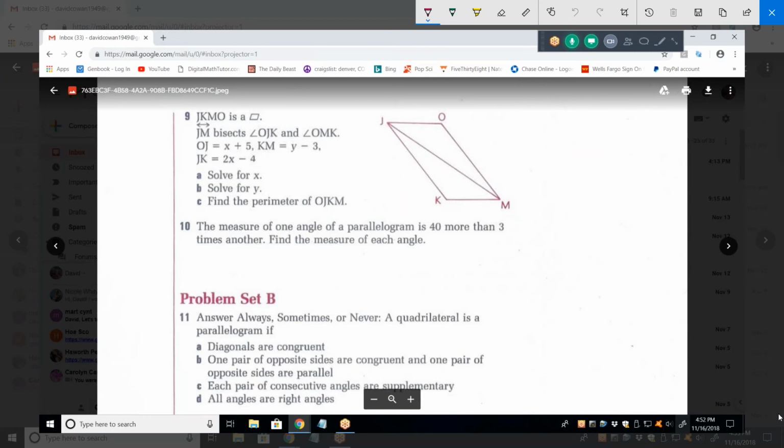Answer always, sometimes, or never. Okay. A quadrilateral is a parallelogram if. Well, let's start with A. Diagonals are congruent.